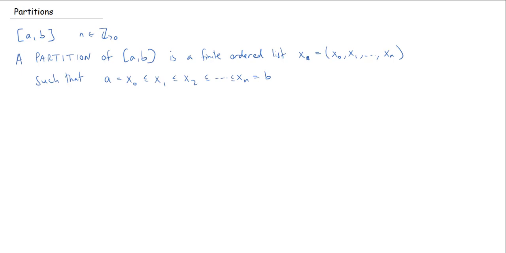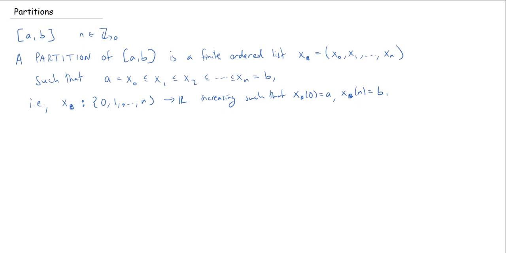So you could think of this as an increasing function, right? I.e., x square is an increasing function from the set 0, 1 through n to R. So it should be increasing, and such that if I take x square of 0, I get a, and if I take x square of n, I get b.